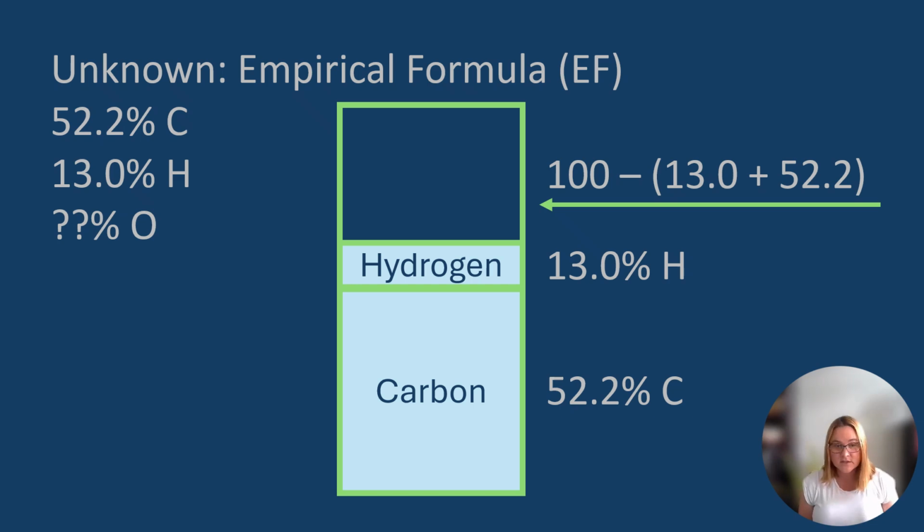In math terms, we can translate the remainder into the whole, which is 100%, minus all of the parts that we do know, which in this case are 52.2% and 13%. So oxygen is no longer an unknown and instead ends up being 34.8%. This isn't the last place we will see percentages this term, and for our purposes, they really do always add up to 100%.